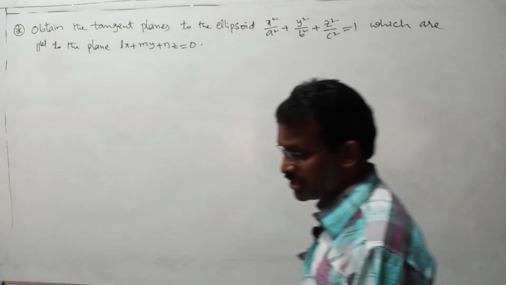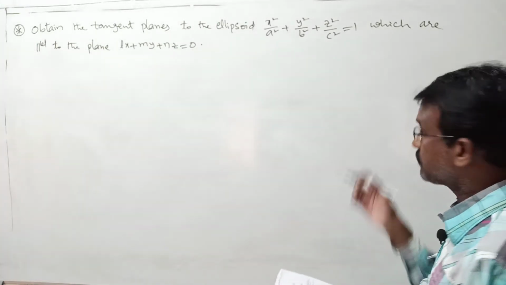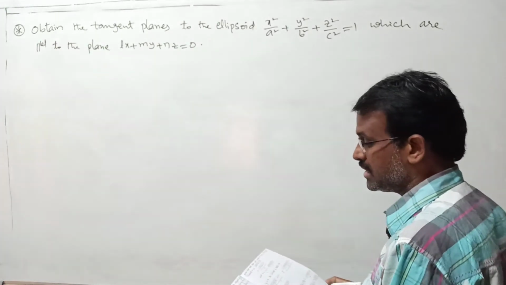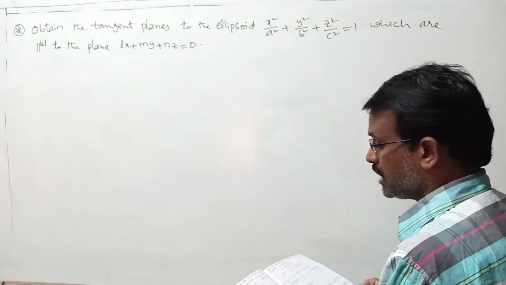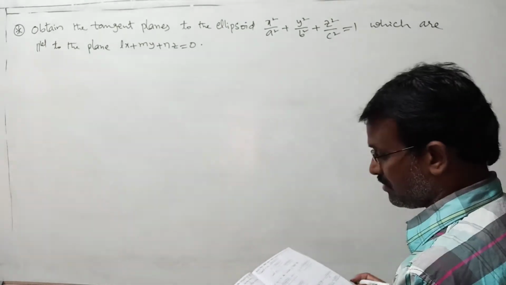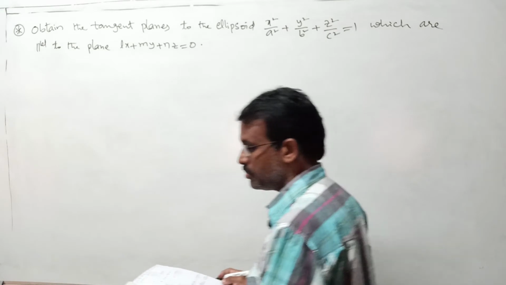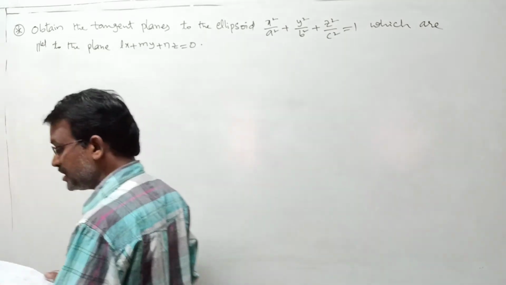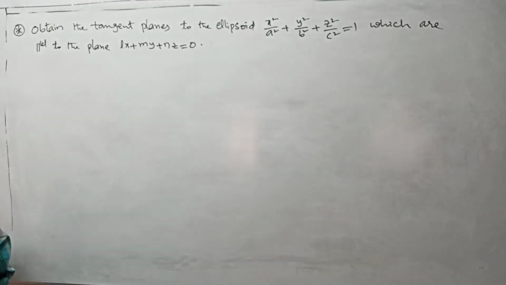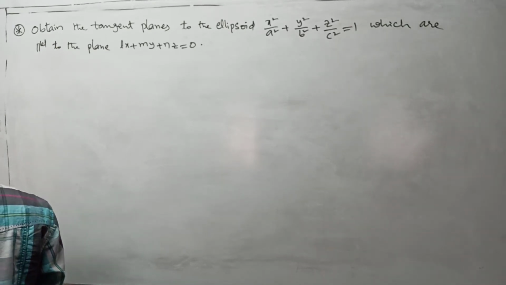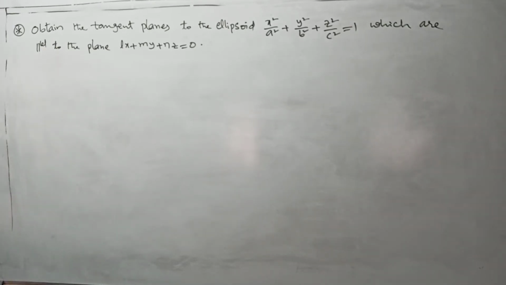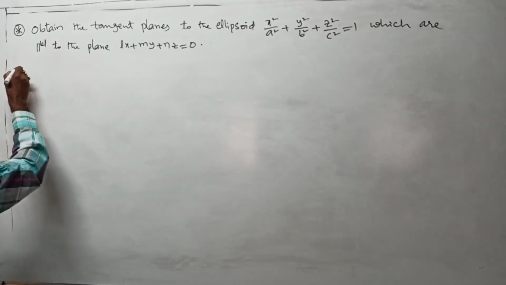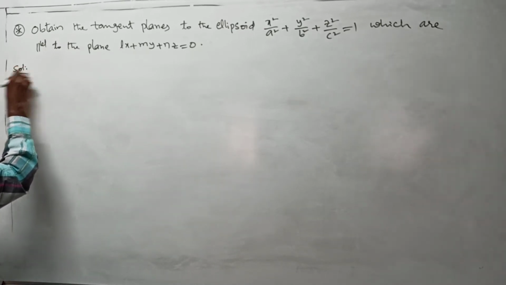Obtain the tangent planes to the ellipsoid x square by a square plus y square by b square plus z square by c square equal to 1, which are parallel to the plane Lx plus My plus Nz is equal to P. This is your question. It is almost like an overall question.